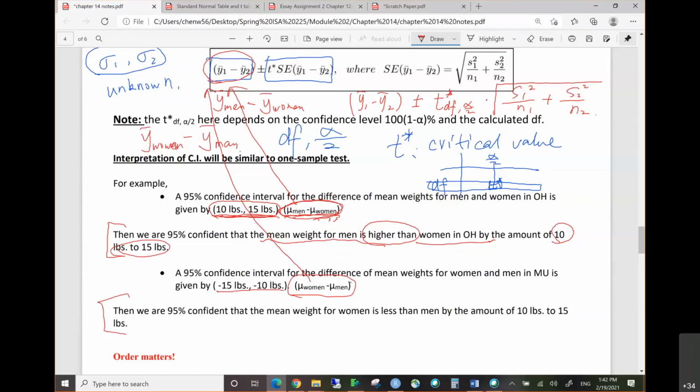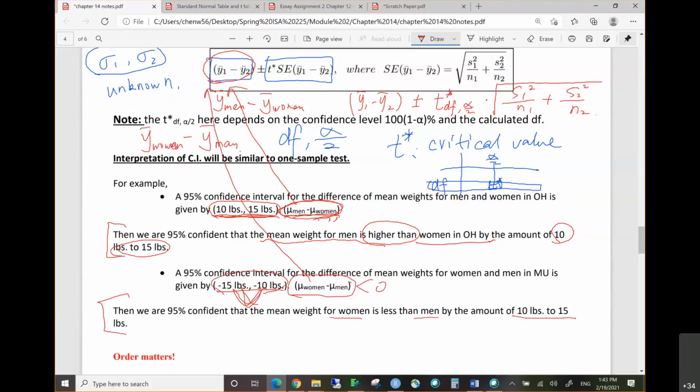We say women minus men is negative. That means women is less than men. By what amount? Now you need to change this confidence interval to a positive confidence interval and switch their order. So the women is less than men by 10 to 15 pounds. Because your confidence interval is negative, less than 0, that means women is less than men by 10 to 15.